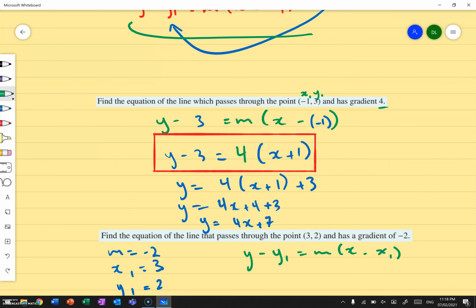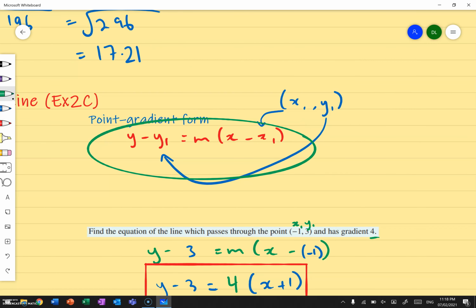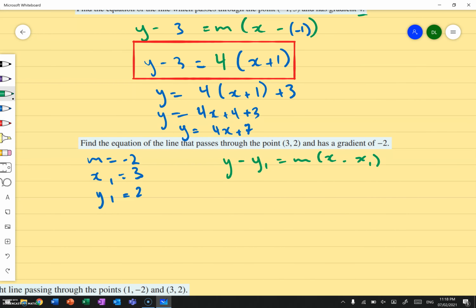That, once again, is from this formula over here. Now, I'm going to slowly substitute values. Instead of writing y1, I'm going to write 2, so that's this one from over here. Instead of writing m, which is our gradient, I'm going to write negative 2. And instead of writing x1, I'm going to write 3. So y minus 2 equals negative 2 bracket x minus 3. That gives our point gradient form.